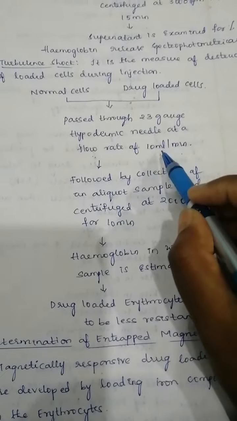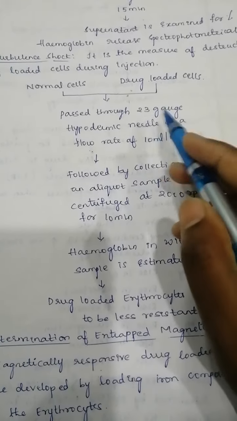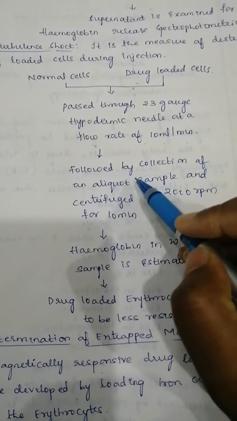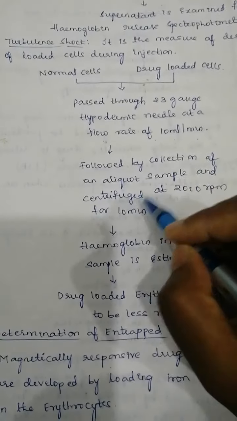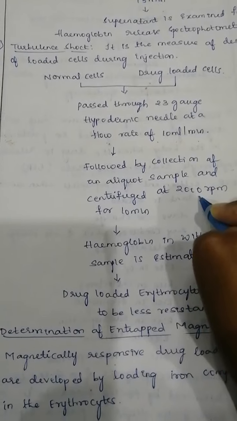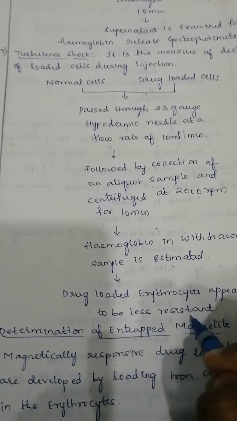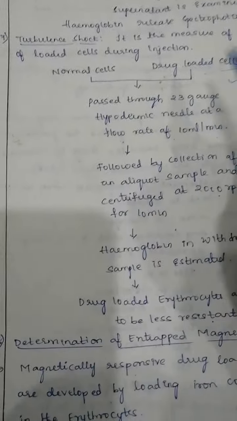After this process, followed by collection of sample, we have given these normal cells and drug loaded cells into the blood, and after that we collect the blood sample, and that sample of blood should be centrifuged at 2000 rpm for 10 minutes. Then afterwards hemoglobin is withdrawn from the sample and it is estimated. The drug loaded erythrocytes appear to be less resistant. Okay, so in whichever evaluation you take, drug loaded cells will be stable when compared to the normal cells.